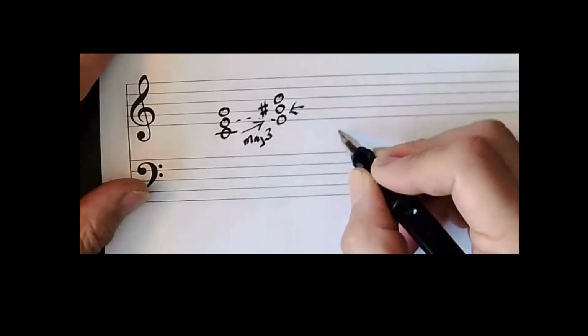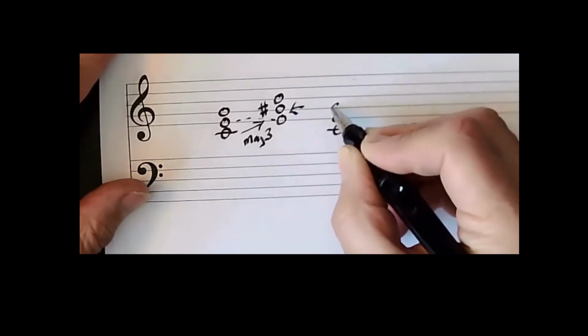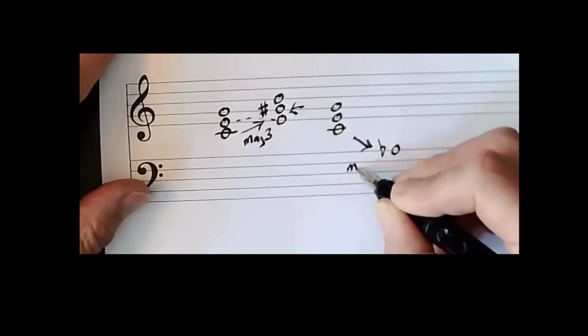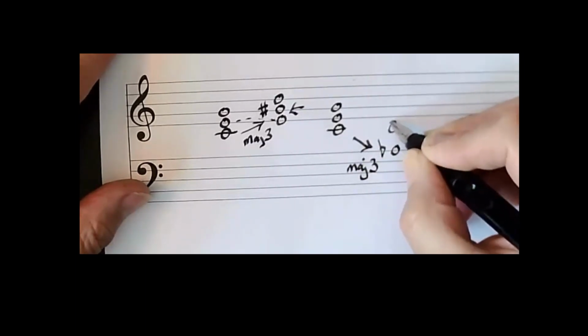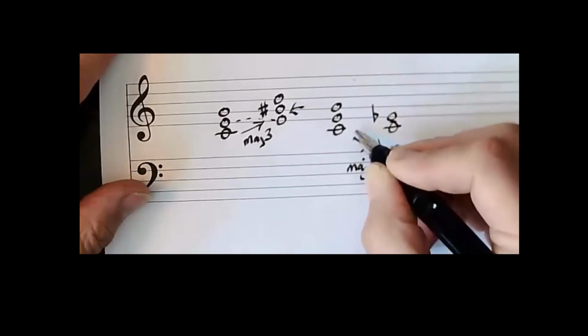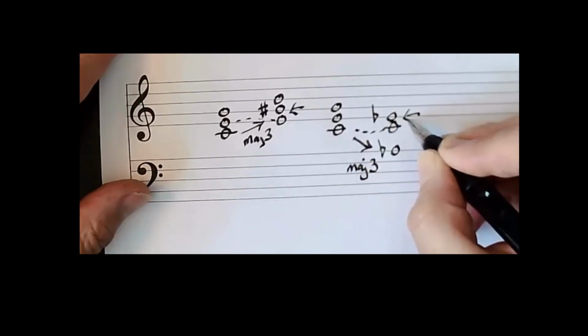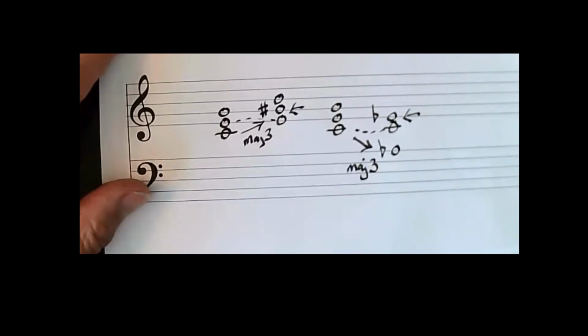We'll find something similar if we move down a major third from a C major triad to an A flat major triad. Again, a common tone, the C natural, and a chromatic conflict between the E and the E flat.